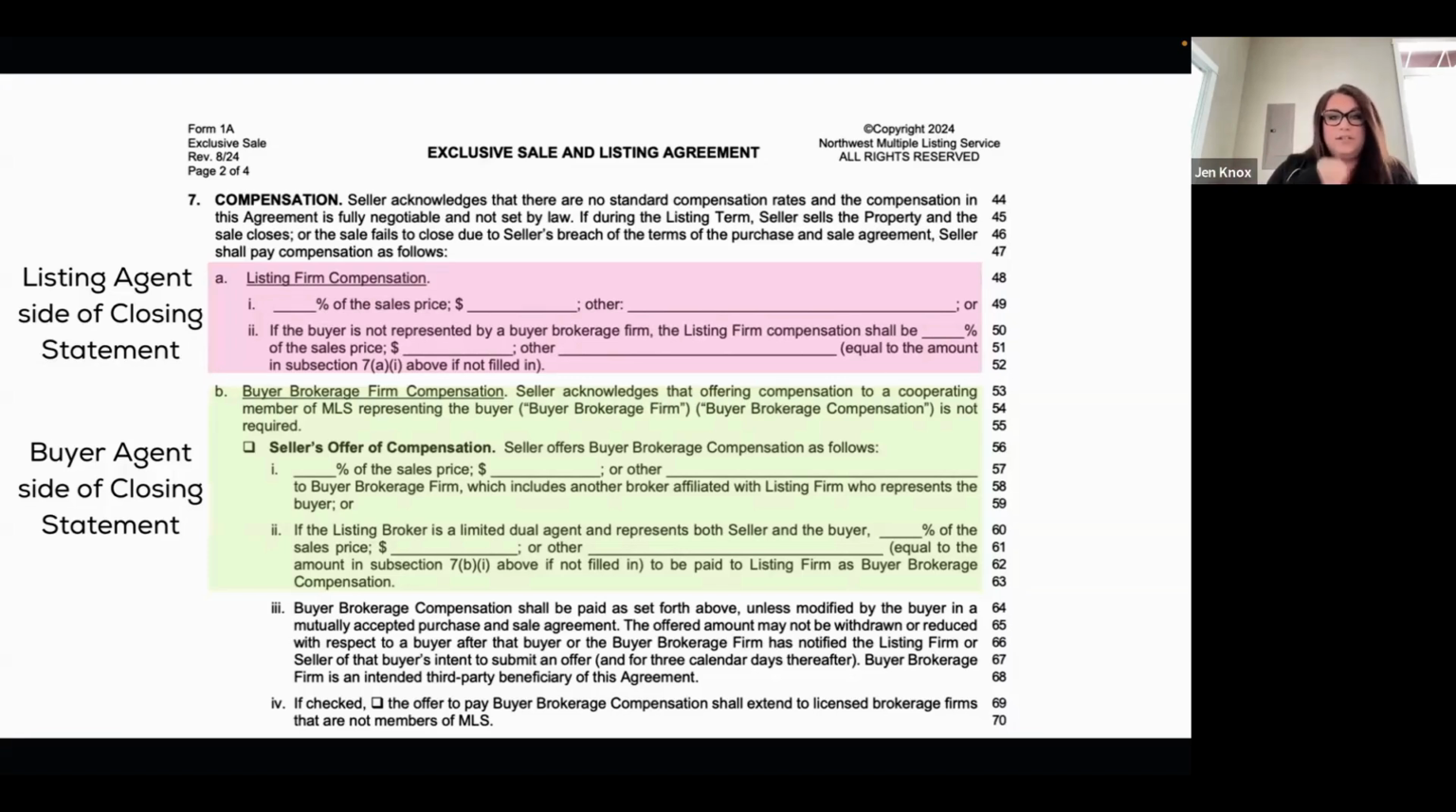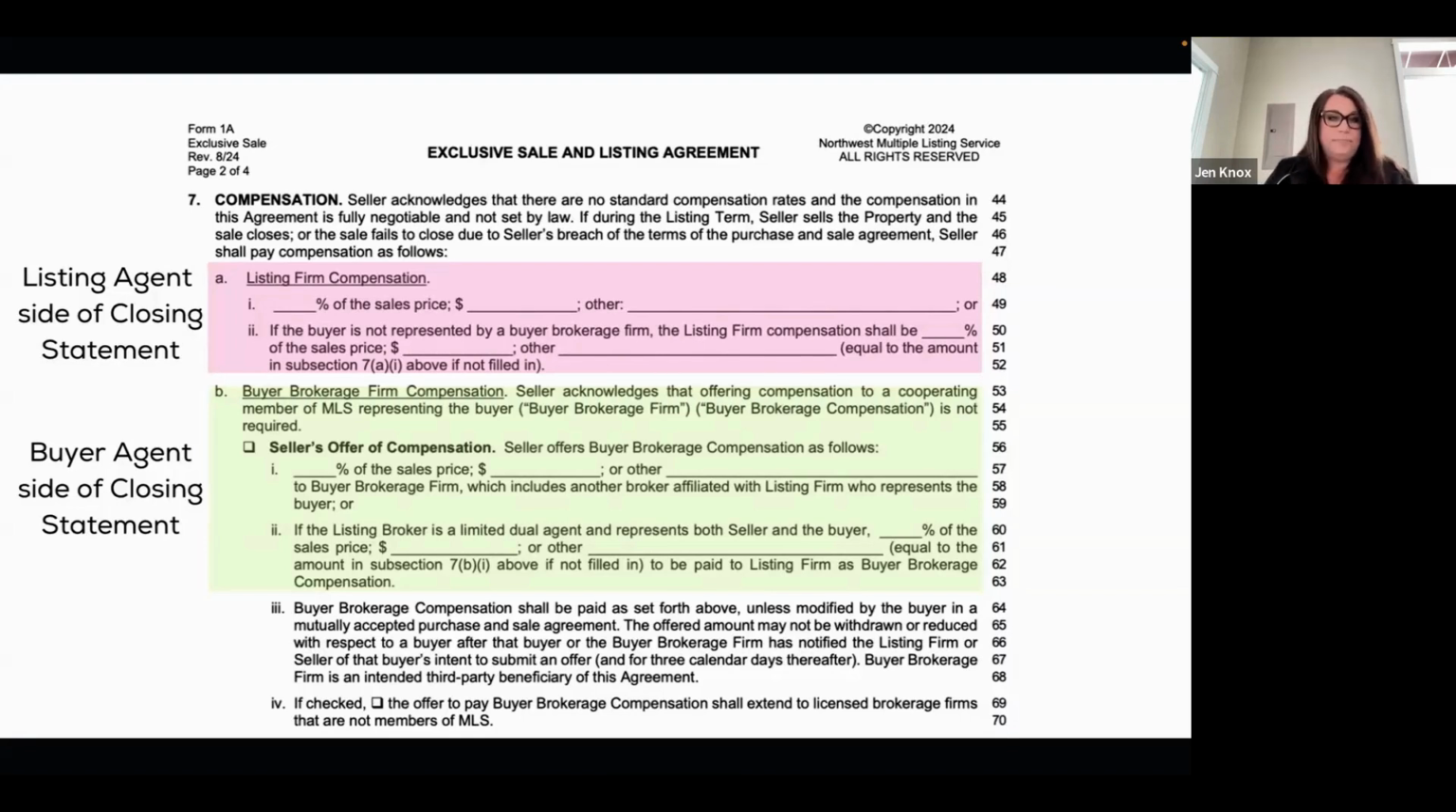Now, keep in mind too, this is unrepresented. This is not a dual agency. This is where the buyer has zero representation. So if left blank, you as the listing agent are going to be receiving no additional compensation to help the unrepresented buyer. If you want additional compensation, then your total number goes in 7AII.